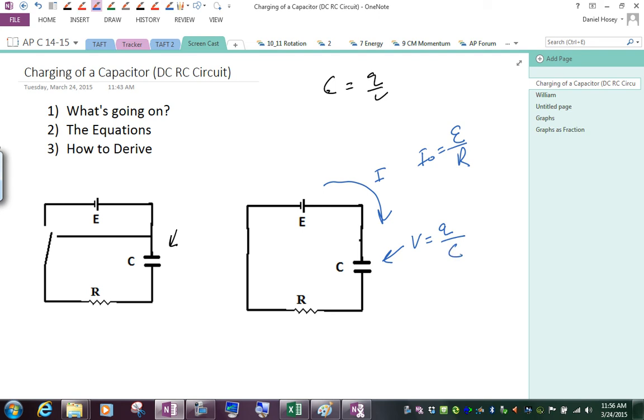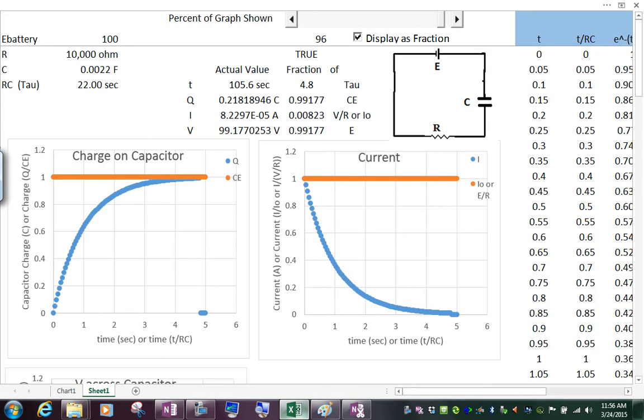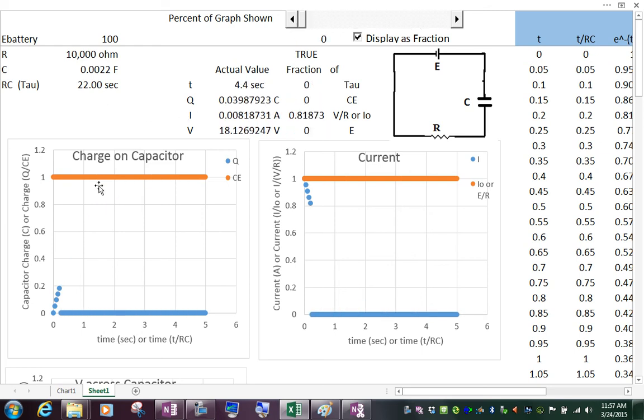So let me first show you what that looks like, the results we get, and then we'll go through the derivation of why you get what you get. So I made a little spreadsheet like I do for everything. Now, the amount of time it takes to charge up this capacitor depends on the capacitance, the resistance, and the size of the battery. We can change those things here. The way we describe the time is in something called tau, or the time constant, and that's R times C. You'll see why that is. So I've graphed this from 0 to 5 time constants.